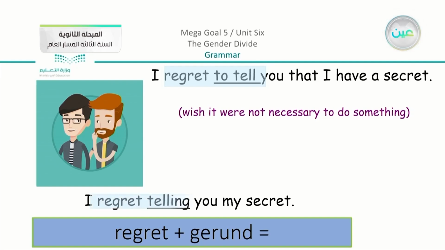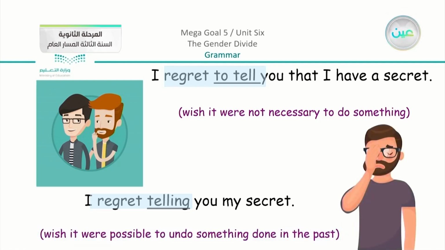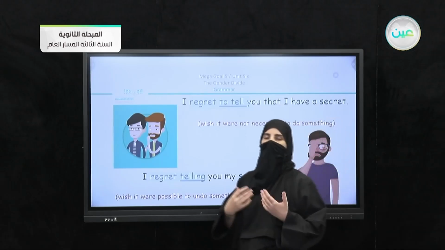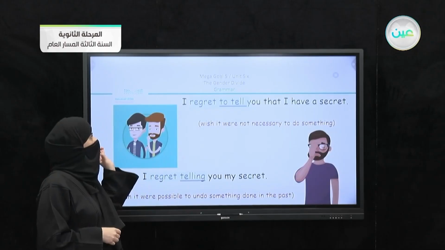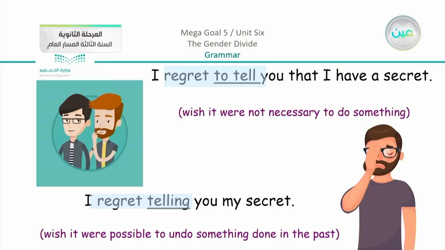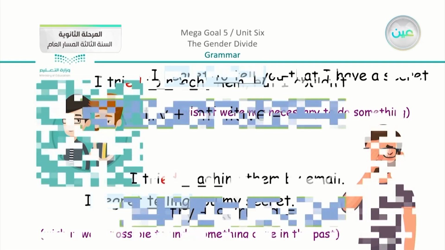Here, the second example, we have: I regret telling you my secret. We use regret with the gerund, and from the meaning, I wish it were possible to undo something. So it has been done, and I regret doing it. So you see the first example, I regret to tell you, I am going to tell you, although I don't want to. On the other hand, in the second example, I have done my action and I regret it. So this is the verb regret.